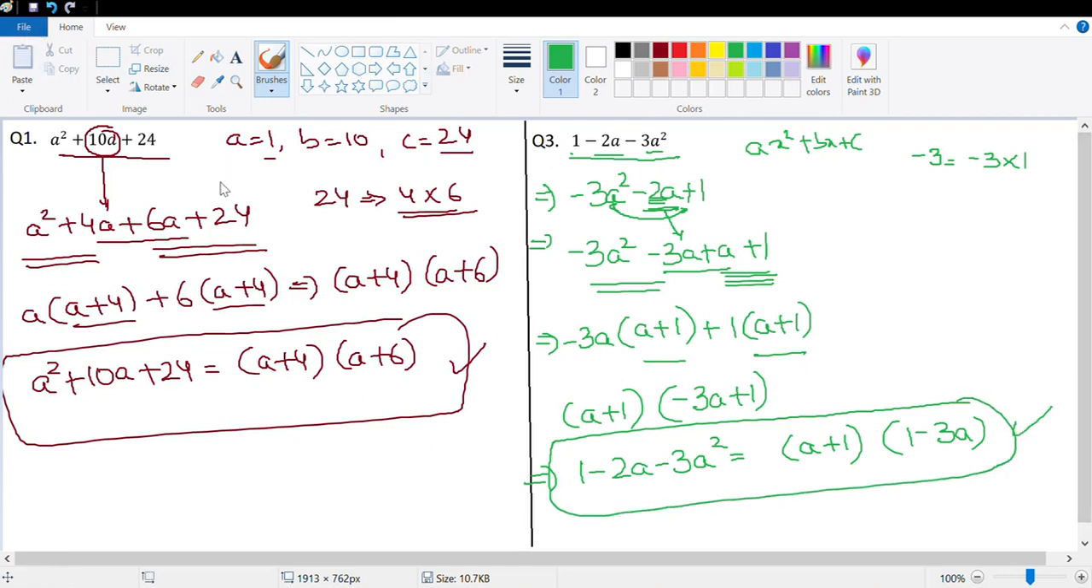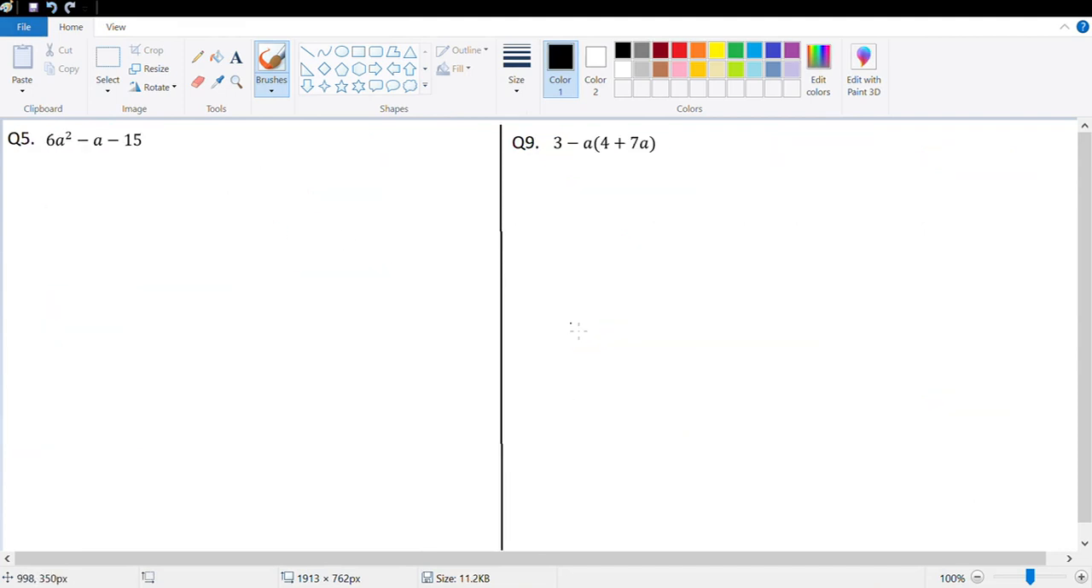Let's look at the next question. The next question that we do is question number 5. Question number 5 says 6a square minus a minus 15. So I need to find factors of negative 15 into 6, that's negative 90, the sum of which should be negative 1. So I could look at 9 into 10. I need a negative, which means the negative is the bigger number. So 9 into negative 10. So I will break up negative 1 as 9 and negative 10.